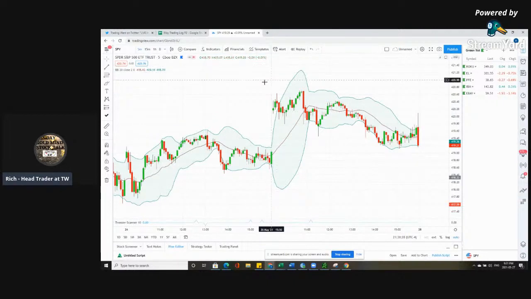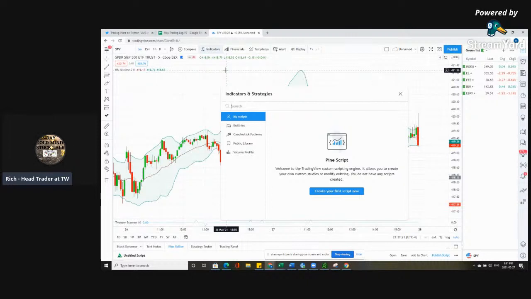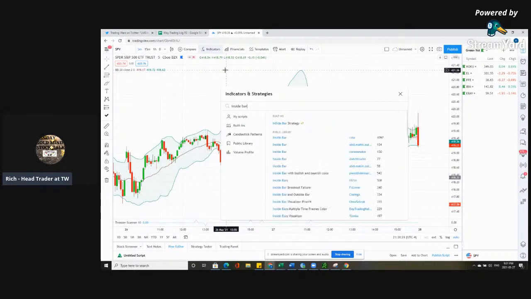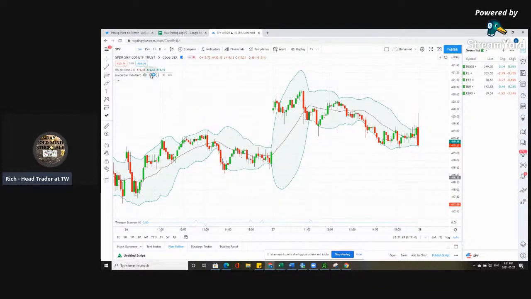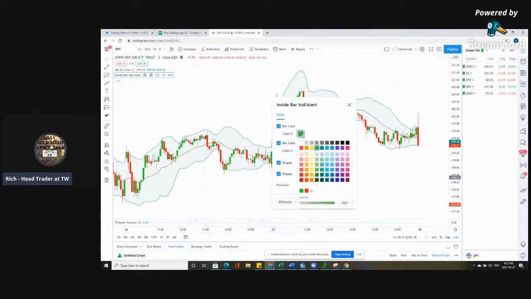The next thing we're going to do, I'm going to go to indicators and we're going to do inside bar. Okay, and we're going to do this one right here, CMA. Okay, and then what we're going to do here, for me, I'm going to change this to blue. This one right here. I just want it to be a different color. I want it to stand out. Okay, so we're going to do blue.